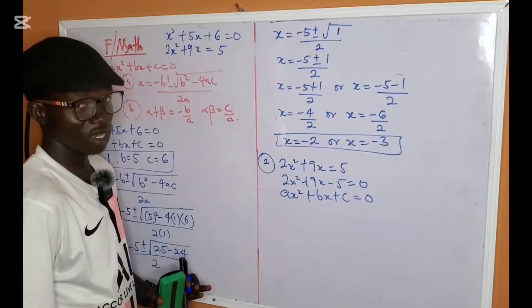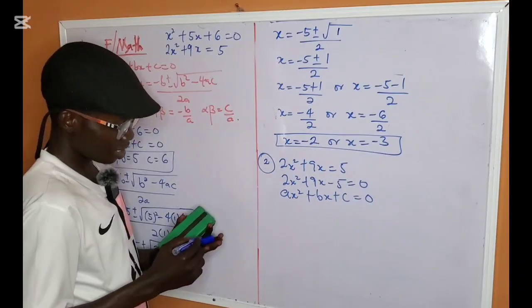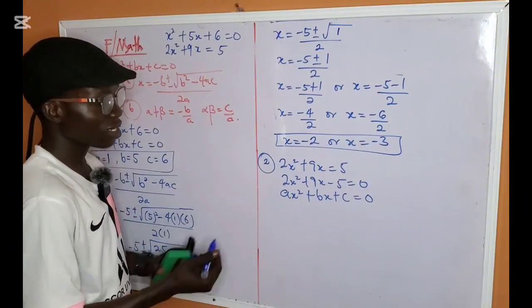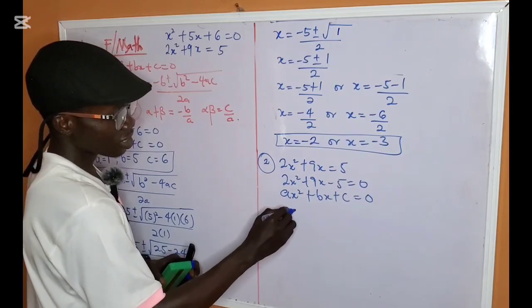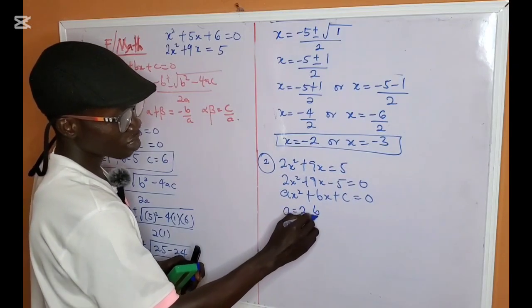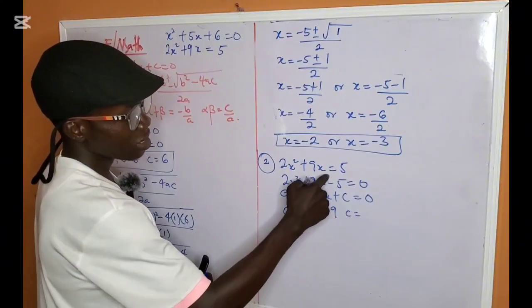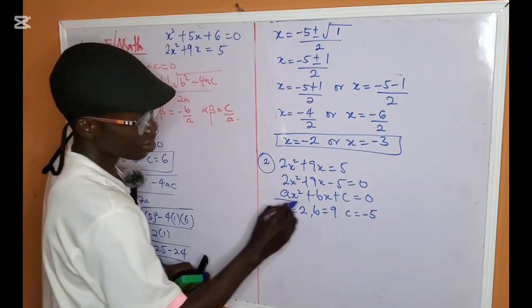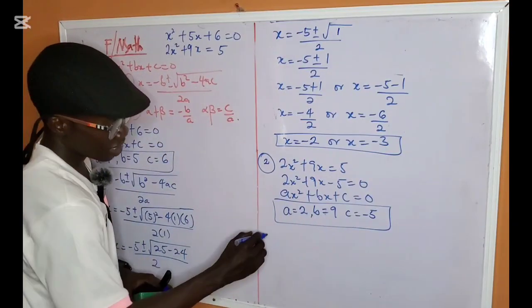So here you need to be very careful because you are seeing a negative sign. That negative sign is something that can destroy someone's calculation if you are not very careful. So a equals 2, b equals 9, right? And c equals minus 5. Good. So we've gotten a, b, c. Let's write our quadratic formula.